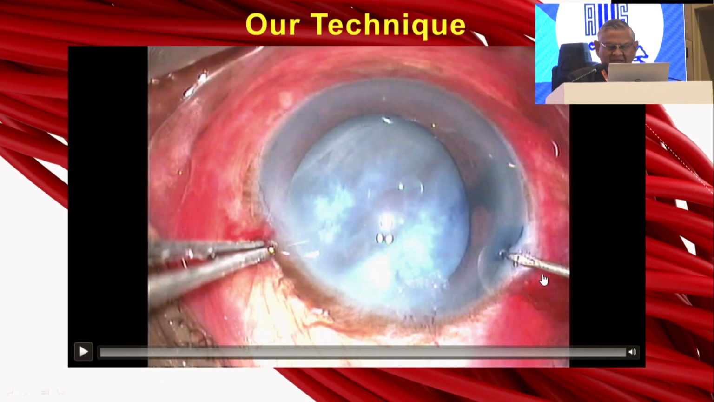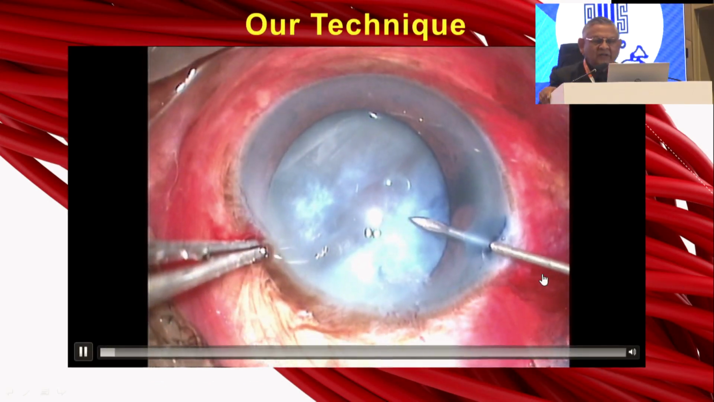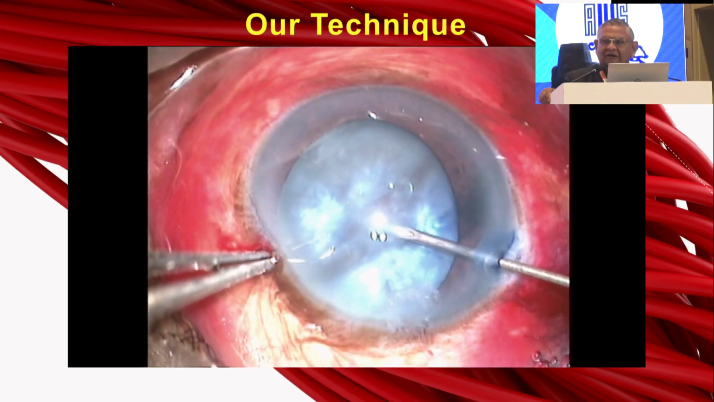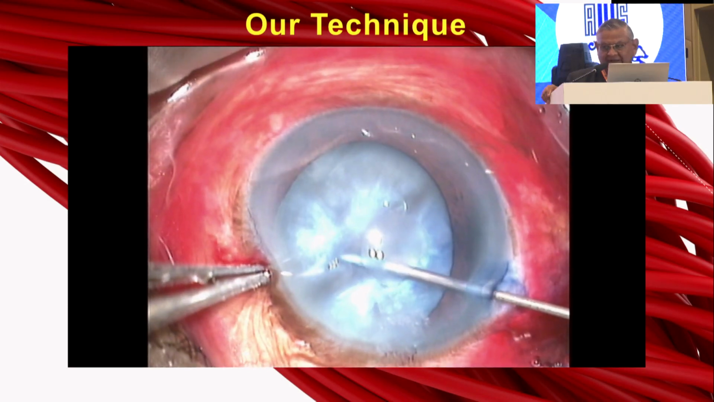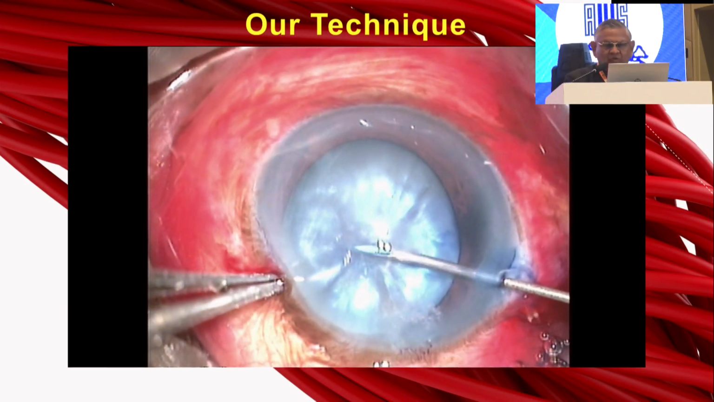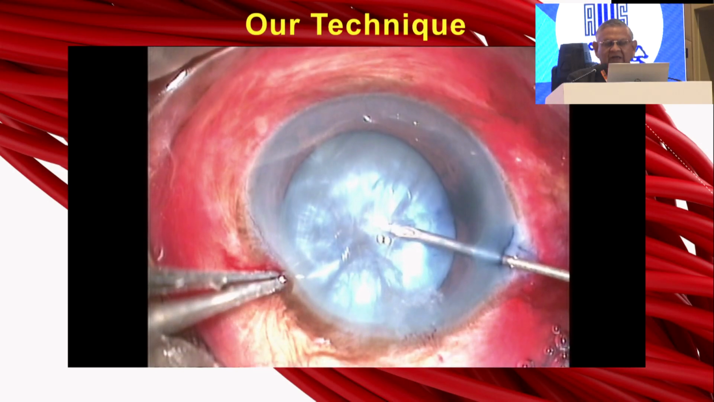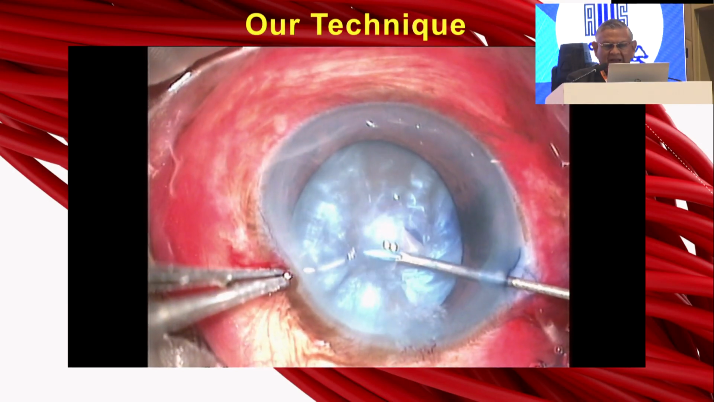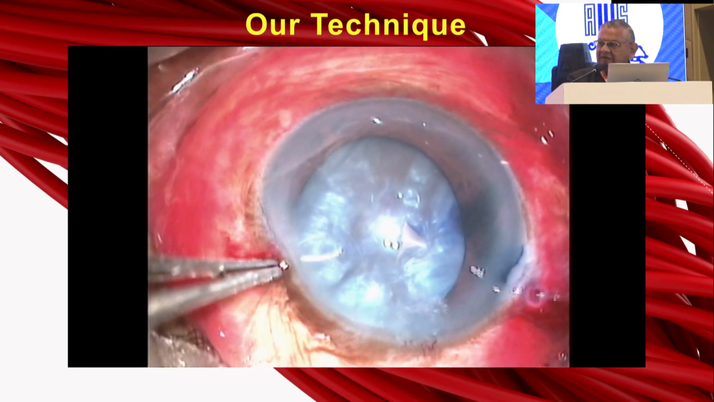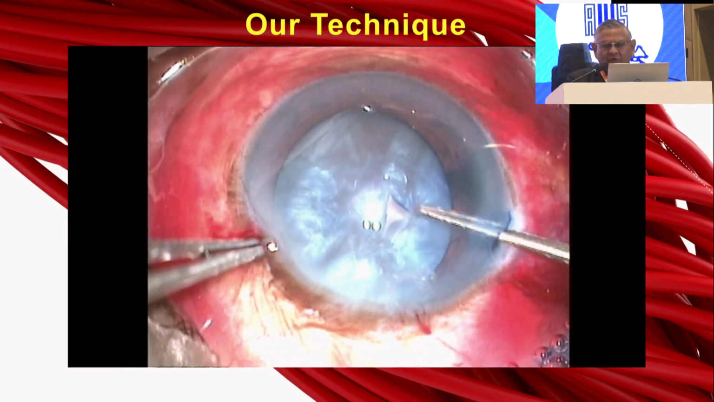This is our technique, what we do: we introduce a 21 gauge, half inch needle and hold the eye, and I allow my assistant to withdraw the plunger. You can see here the fluid cortex is being gradually aspirated, so it debulks very nicely. And then you can go ahead and do the rhexis.